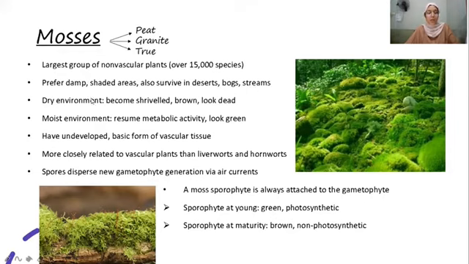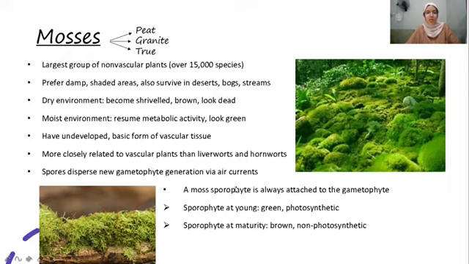In a dry environment, mosses become shriveled, turn brown, and look dead. But in a moist environment, mosses resume their metabolic activity and turn green. They have an undeveloped, basic form of vascular tissue. They are more closely related to vascular plants than liverworts and hornworts. Their spores disperse to form a new gametophyte generation via air currents.